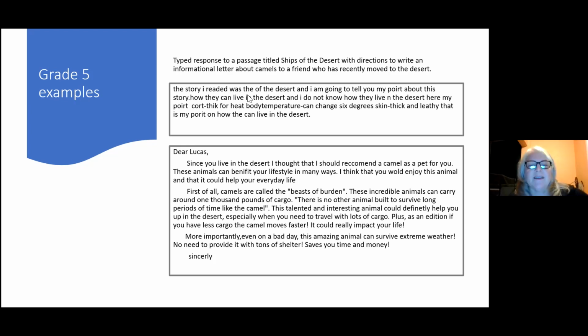The whole perspective of the economic positivity of having a camel, and that inferencing to the whole value of the camel rather than just the camel itself and the characteristics of the camel. In the Dear Lucas piece, that student takes the value of the camel to a whole other level. Oh, wow. I didn't even see that. That is really cool. Yeah, you're right.